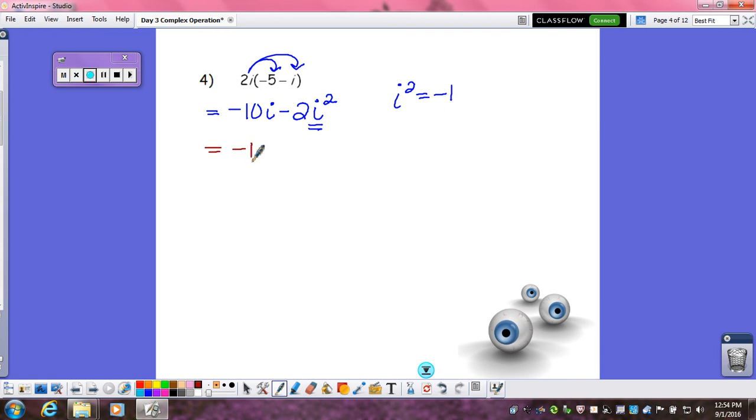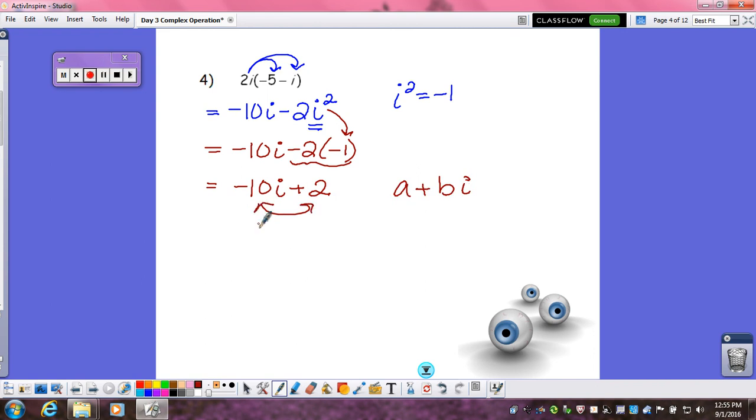So we've got -10i minus 2i squared. We're going to replace your i squared with a -1. So we have -10i. -2 times a -1 is a +2. And in standard form, remember, is a plus bi. So we need to go ahead and switch those around. So we will have a 2 minus 10i for our final answer.